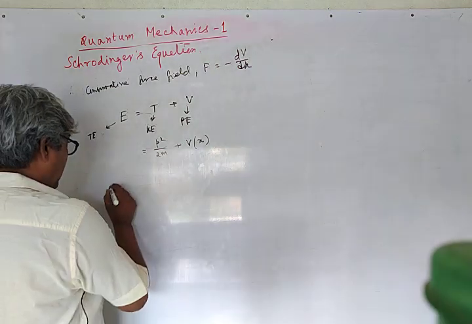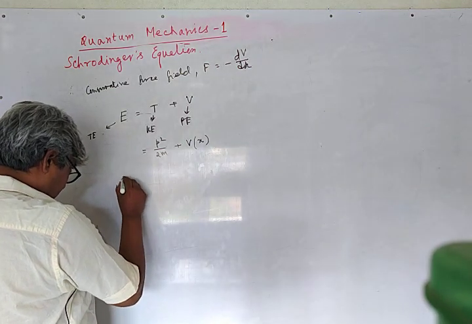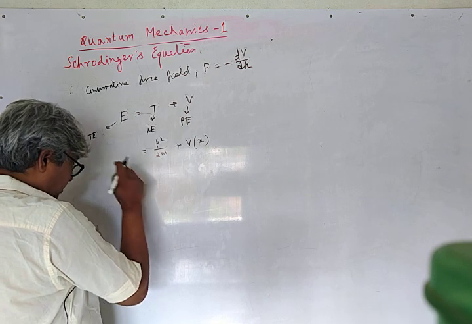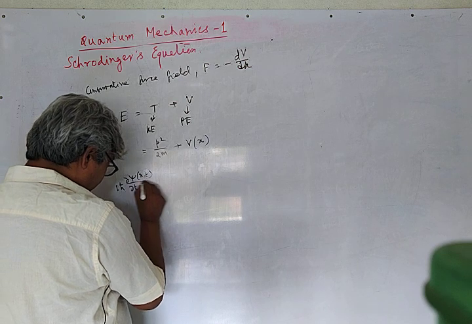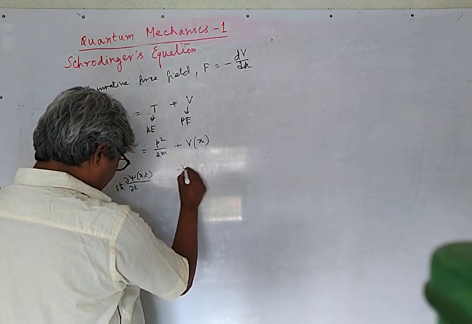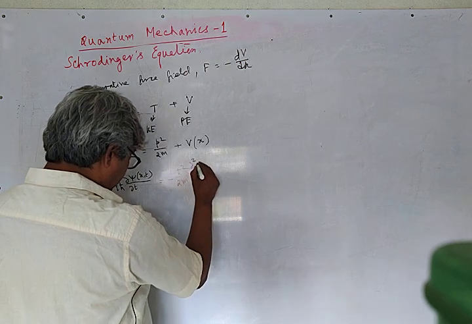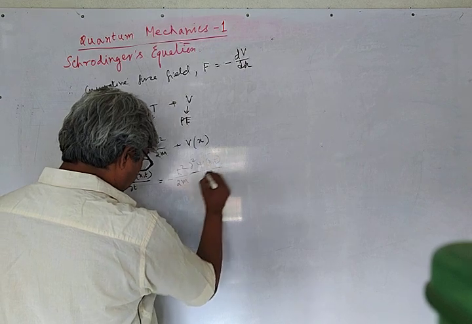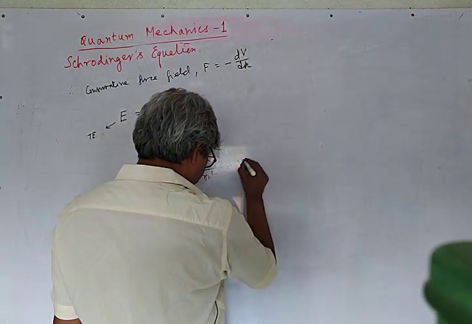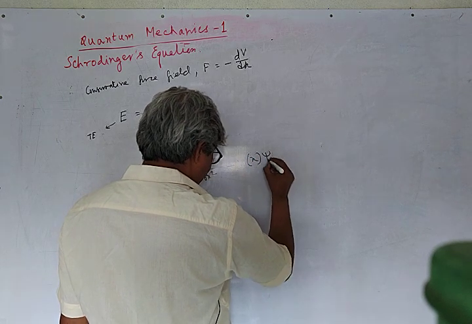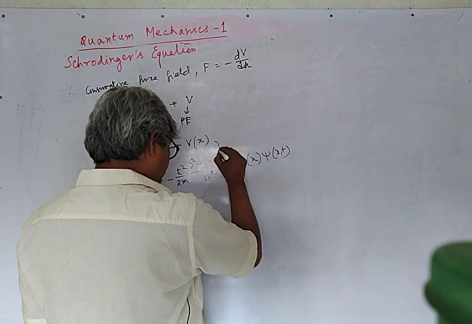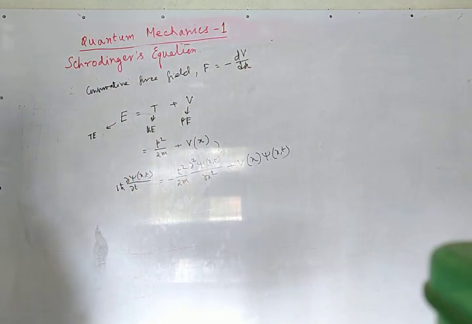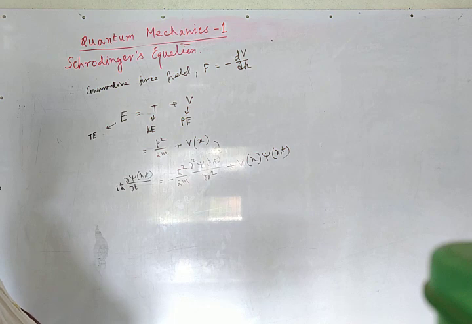Starting with this, we replace this by its operator. So this is iħ ∂ψ/∂t, let me write the arguments, equals minus ħ squared by twice m ∂²ψ(x,t)/∂x² plus V(x). Here we have replaced the dynamical variables by their corresponding Hermitian operators, and the operator equation has been converted into a differential equation by introducing an operand. This is called a wave function.